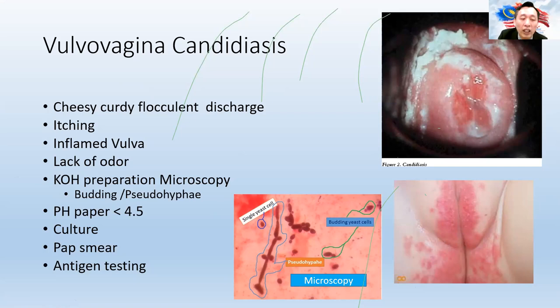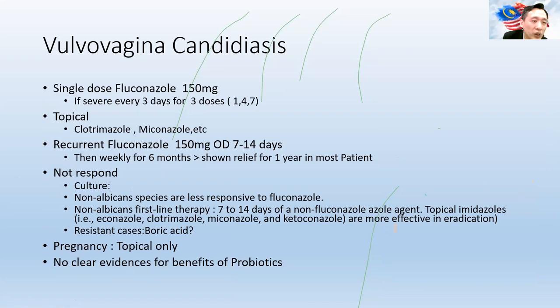All right, so most of the time, candidiasis, you can treat with fluconazole 100 mg. If it's severe, you can give 3 doses every 3 days: day 1, day 4, day 7. You can give topical clotrimazole, miconazole, etc. If it's recurrent, you can give fluconazole 150 mg daily, 7 to 14 days, then weekly for 6 months. This has been shown to relieve the patient for almost 1 year. If they don't respond, do a culture. It can be non-albicans species, which is less responsive to fluconazole.